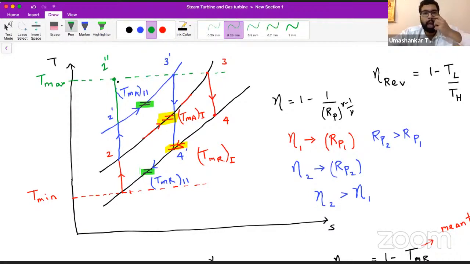And as you know, the area under the TS diagram, if we talk about the ideal cycle, gives you the net heat interaction in a cycle, which is in turn, by the first law, equal to the net work interaction in a cycle. So if we try to get the maximum efficiency, we are getting zero work or almost negligible work.